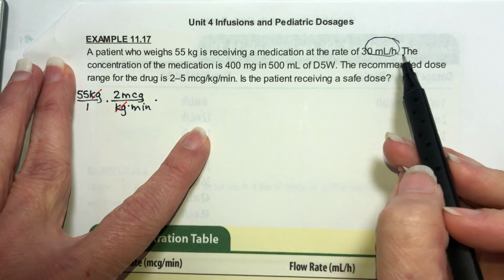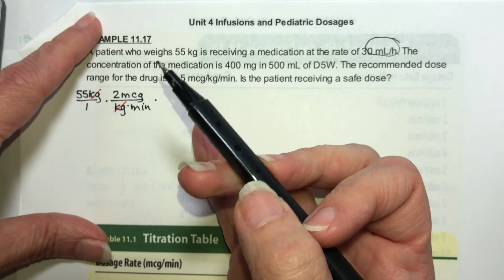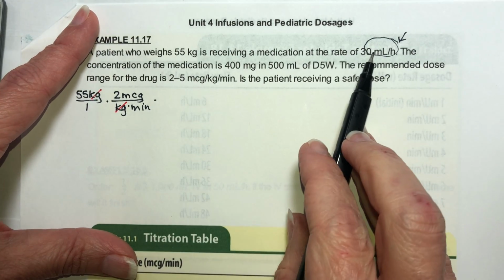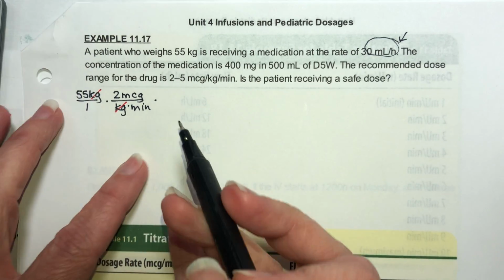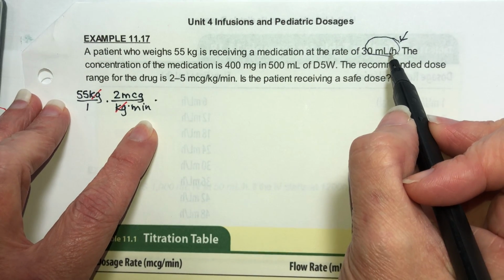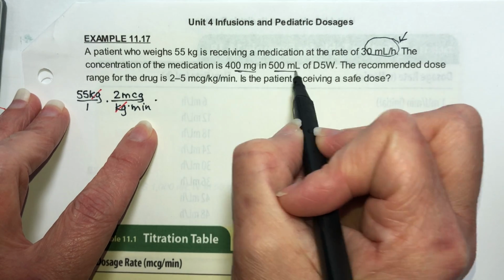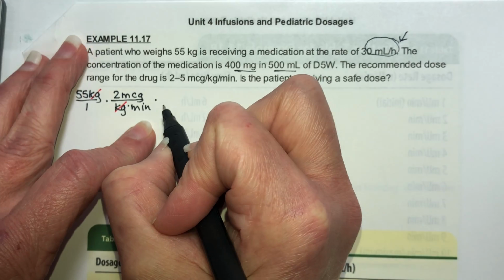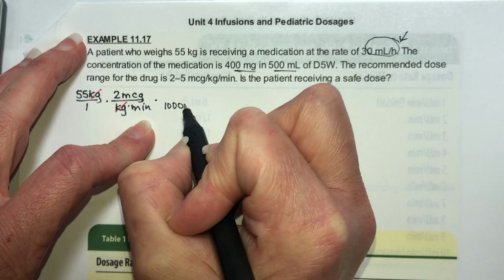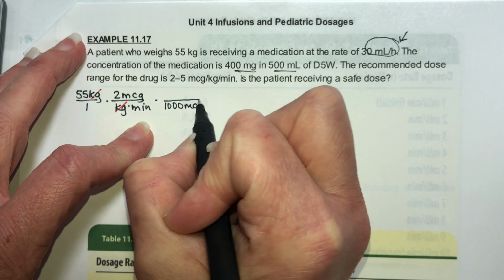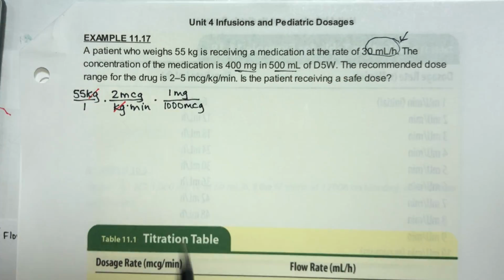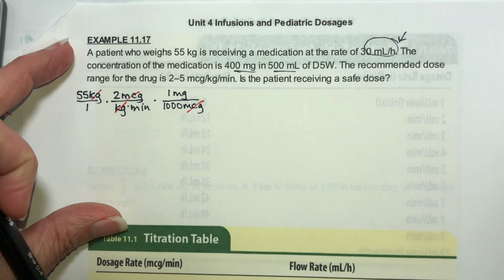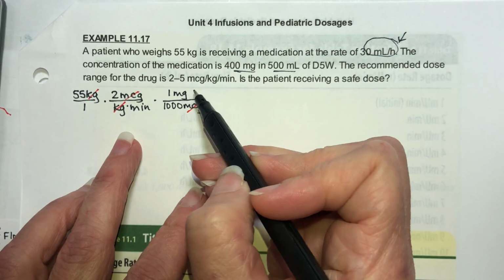This up here, we're going to try to go to milliliters per hour. And then that way we can easily see if 30 is in the recommended range, okay? So milliliters, where else do I have? Okay, I have milligrams and milliliters right here. But these are milligrams, I have micrograms. So let's convert. There are 1,000 micrograms in 1 milligram. Okay, and my micrograms are going to cancel out here. Okay, so now I have milligrams per minute.